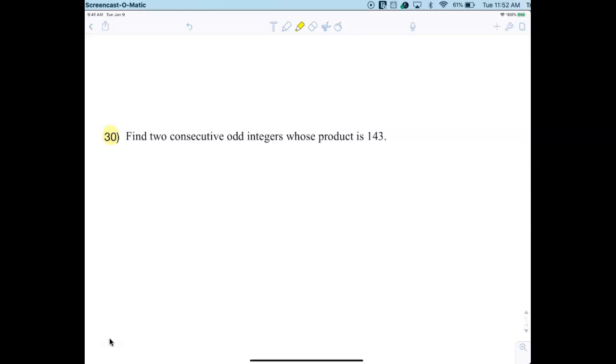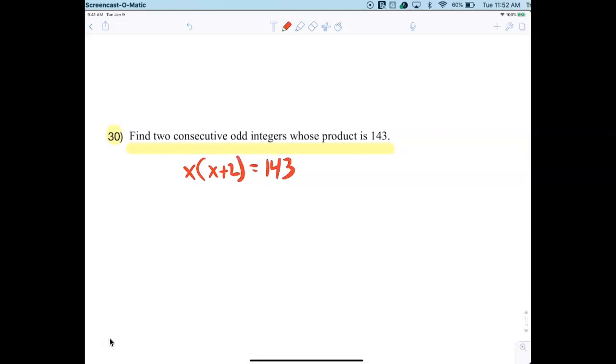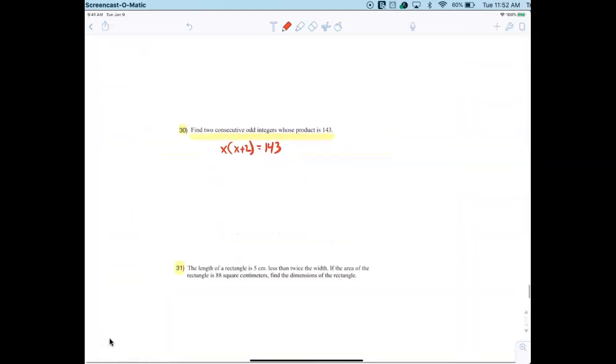So if I wanted to find two consecutive odd integers whose product is 143, most of you can look at that and tell me the answer is 11 and 13. It could also be negative 11 and negative 13, right? But of course, that's not what I want. I want you to be able to tell me that x times x plus 2 has to equal 143. So I want you to try 30 and 31 tonight.